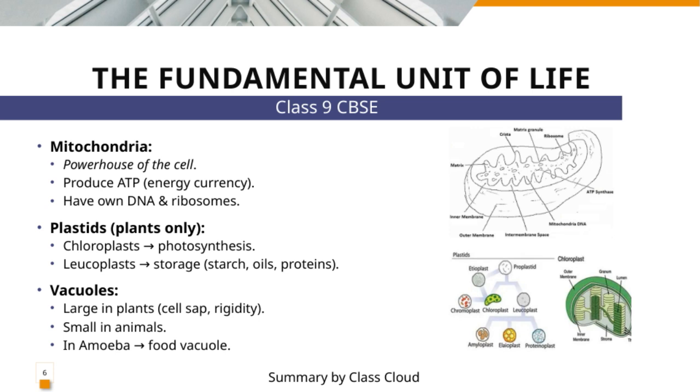Moving on to plastids, which are found only in plant cells. The most well-known plastid is the chloroplast. This is where photosynthesis happens, the process that allows plants to convert sunlight into chemical energy. Then we have leucoplasts, which are responsible for storage. They store starch, oils, and proteins, serving as energy reserves for the plant.